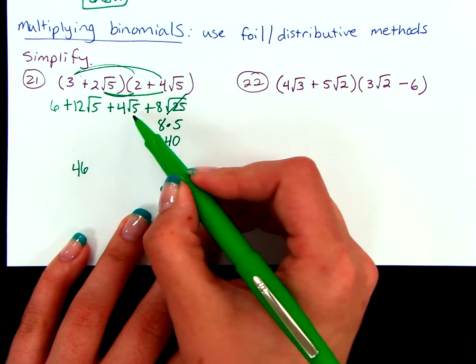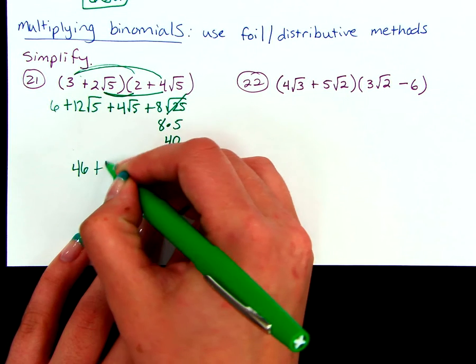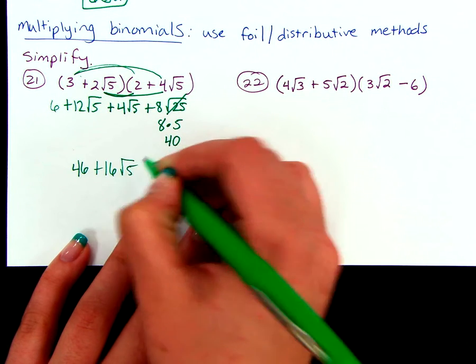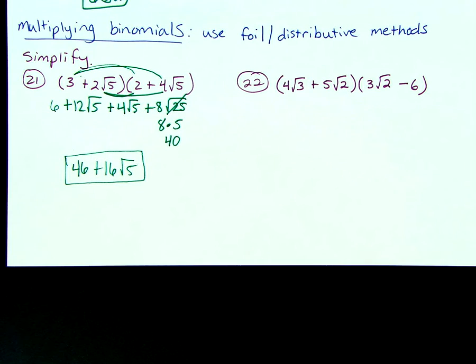And then here when we're adding, we have the exact same radical, so we can take 12 plus 4, which is 16, and then we'll still have the square root of 5. And when we're writing these, we should always write the term with the radical last.